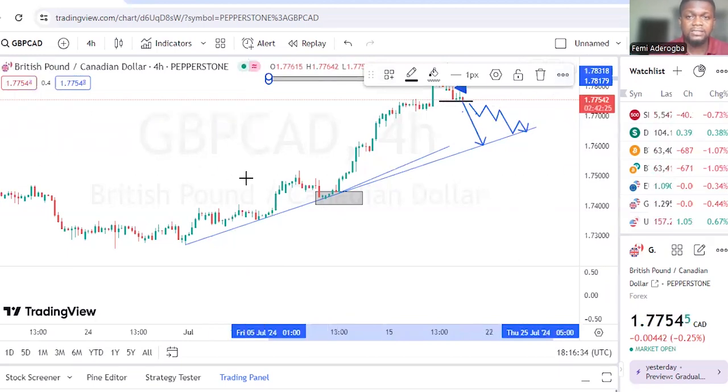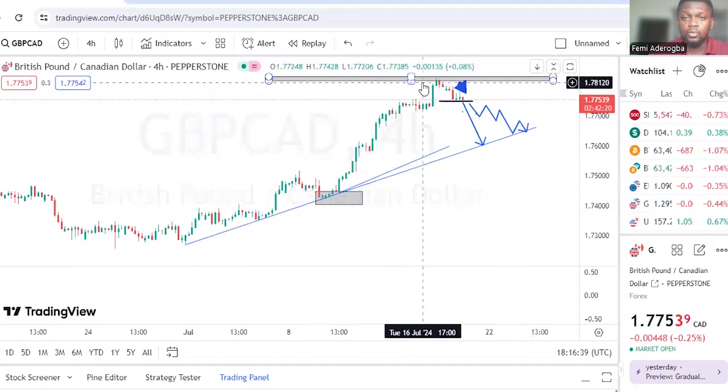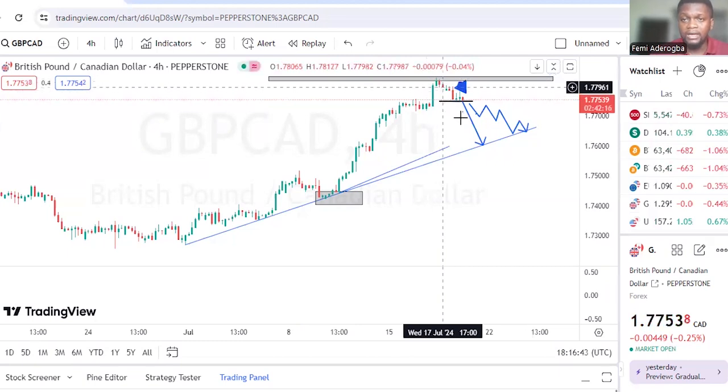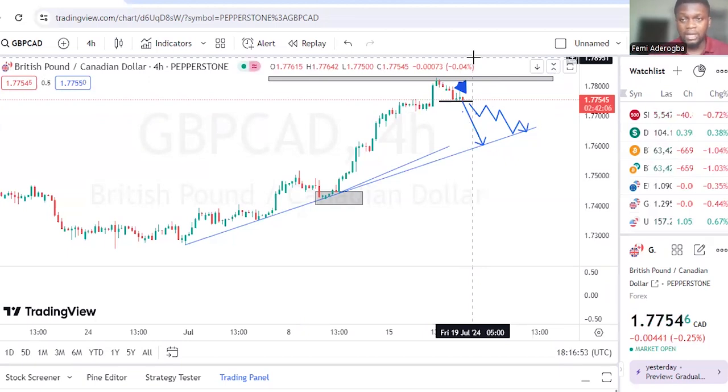This is the last top the market recorded before coming down. Then you have to calculate the distance from here to here. That's 500 points. Then you have to calculate another 500 points upward. That is around 1000 points, 100 pips for 100 pips.